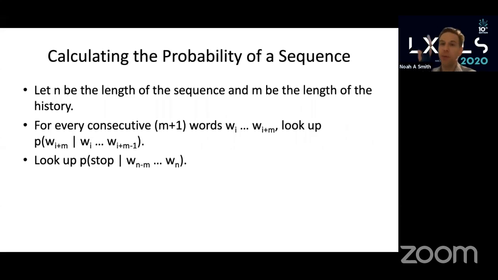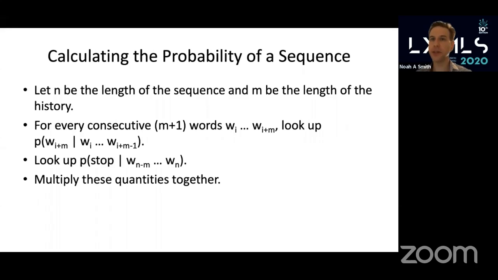The answer, oh, I forgot one thing. I also have to look up the probability of the stop symbol given the final m words. Remember, it's really important to multiply this in to make sure that the probabilities all sum up to 1 across all sequence lengths. Okay, so I've looked up n plus 1 probabilities from my table. What am I going to do with all these probabilities? The answer is I'm going to multiply them together, because each of these events happens sequentially and conditionally independent of the others. And that's how we get the probability of a sequence.